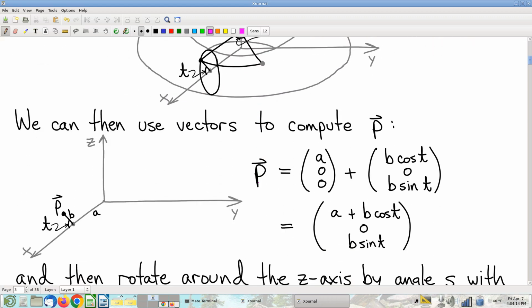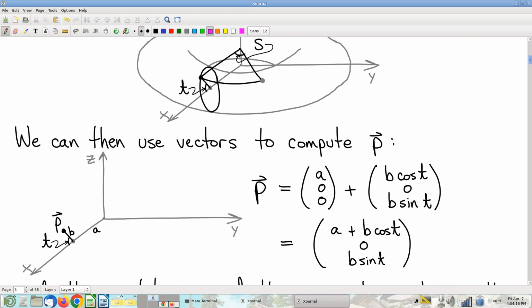Okay. So first, to get things started, let's talk about that point right there. I make the observation that this vector is really easy to write down. That's just A, 0, 0. It points directly along the x-axis. We know that the larger radius is A, and so boom, that's just what that is.